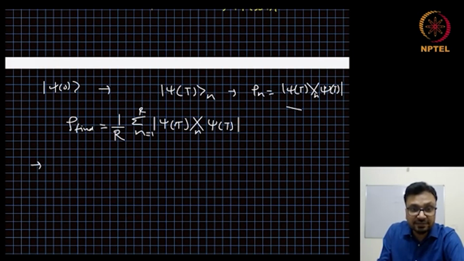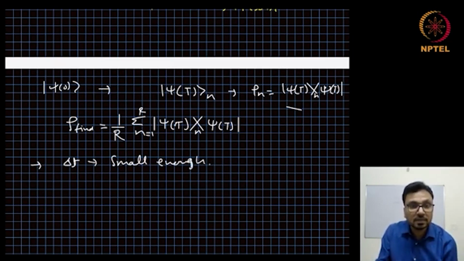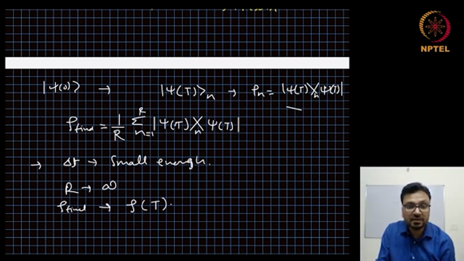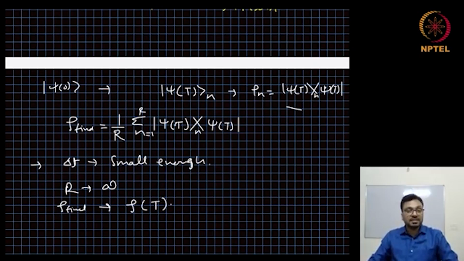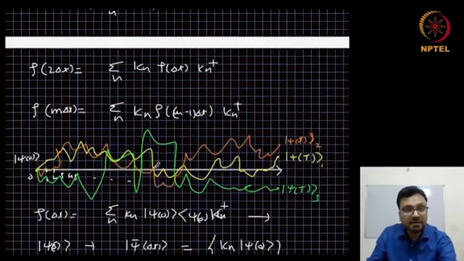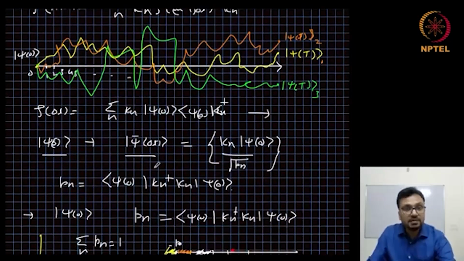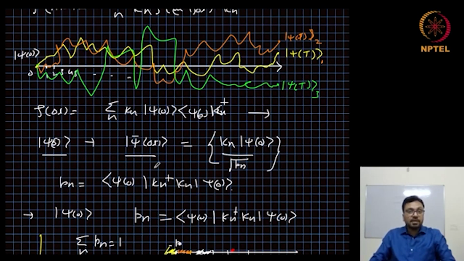And the claim is, if delta t is small enough and r is large enough, then rho final will be rho of t, what we were expecting from the exact solution, from the proper solution of the Lindblad equation. Let me repeat that: if our initial state is a pure state, then we can solve the Lindblad equation using the finite difference method by evolving the pure state to pure state probabilistically.